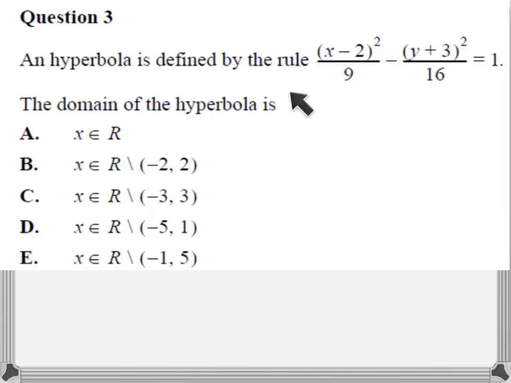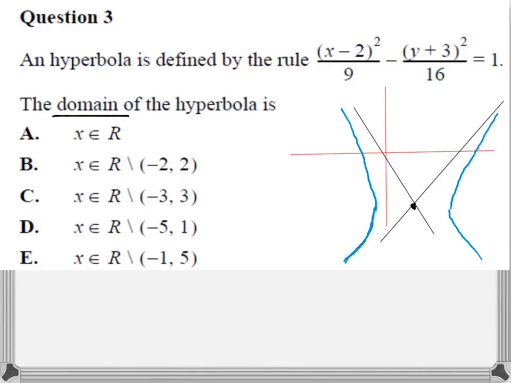Now, a hyperbola is defined by this equation, and the domain of the hyperbola is given by which one? So the domain here, we have to understand, domain means the allowed x values. Okay, so a hyperbola of a graph with asymptotes looks a bit like that, a bit of a rough sketch of a hyperbola. So your allowed x values are the x values where the graph is defined. So all the x values less than a certain amount here produces a graph, and all the x values greater than a certain amount here produces a graph.